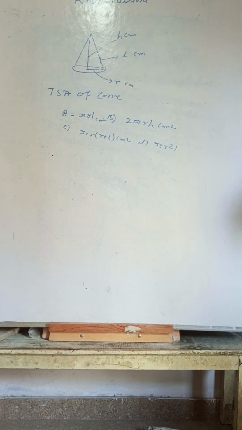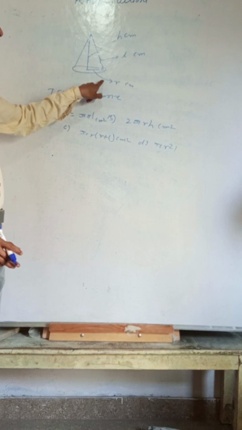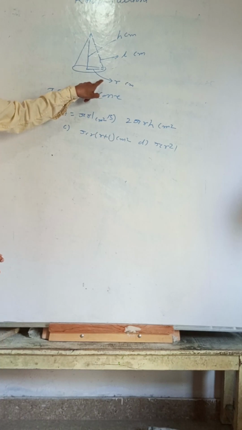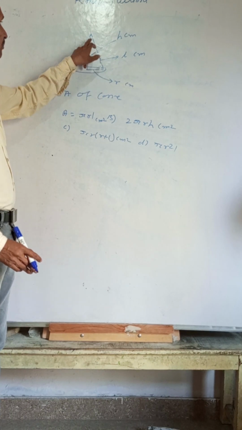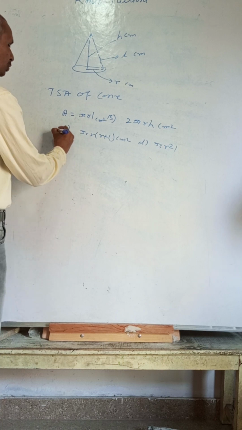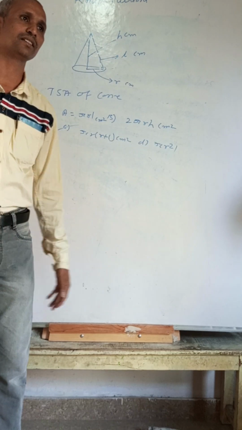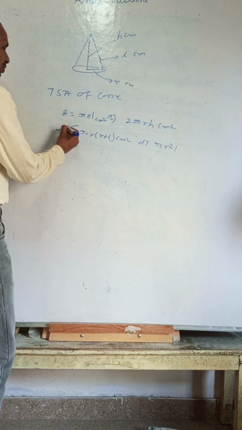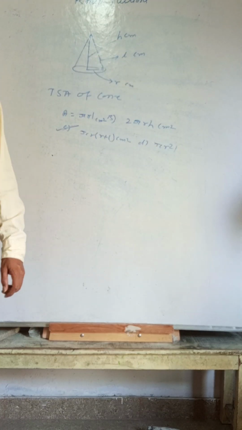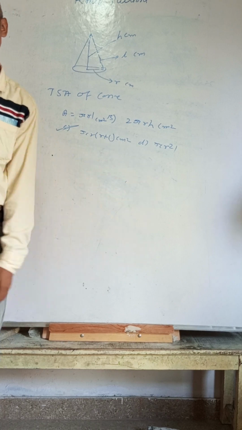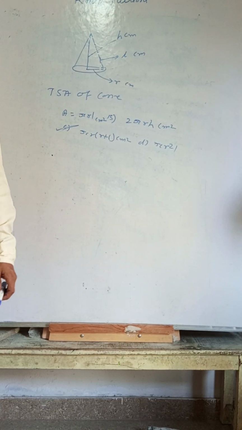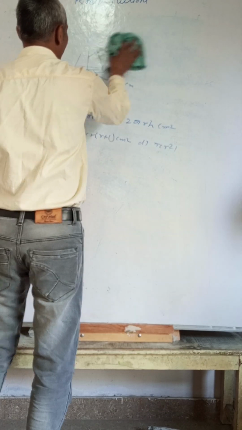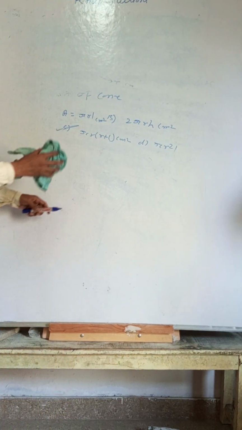So you know that the total surface area is pi R square plus pi R L, so it will become pi R into R plus L. That is the answer. In 9th standard or lower classes you read that the total surface area of a cone is pi R into R plus L. Next question, question number 9. In the question paper it is given that option C is correct.